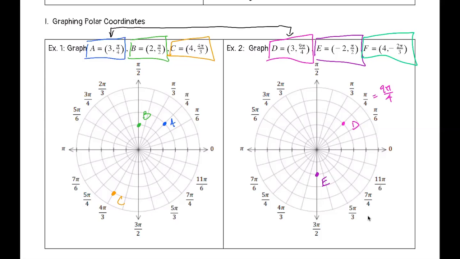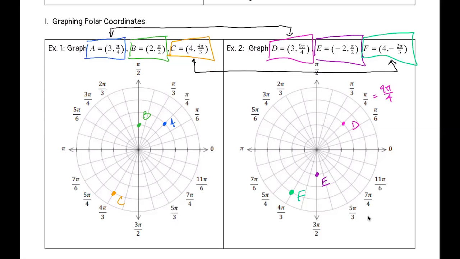Four pi over 3. Yeah, we're just counting backwards. And so that's going to be at 4 pi over 3. And we're going to go in that direction 4 circles. So point F is actually also the same as point C. Okay.